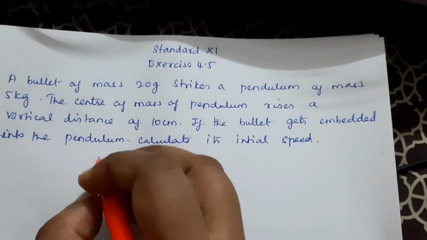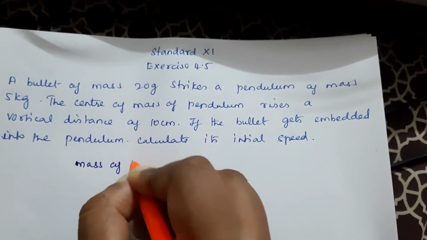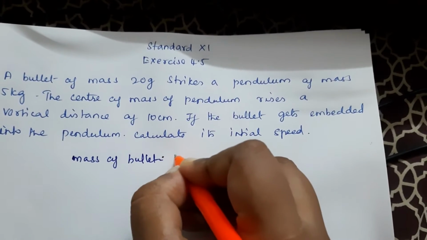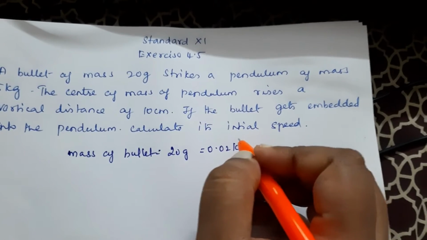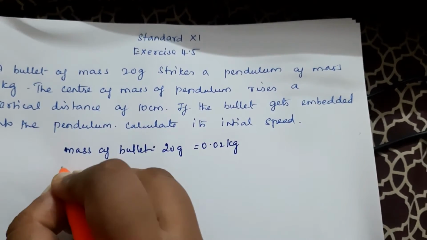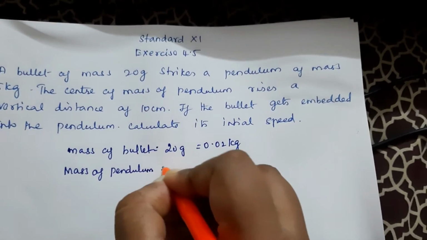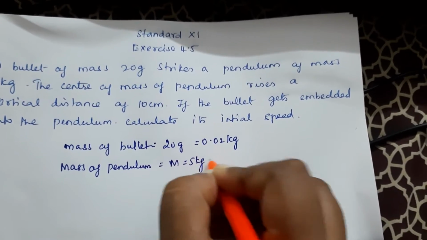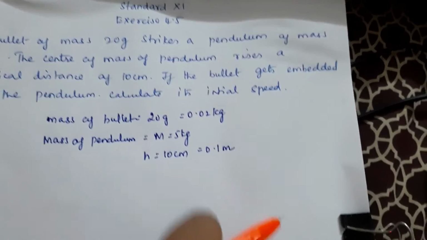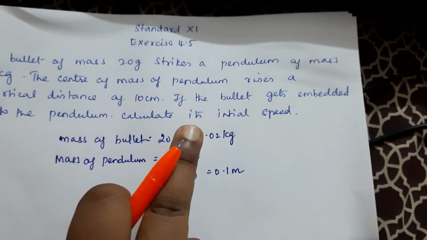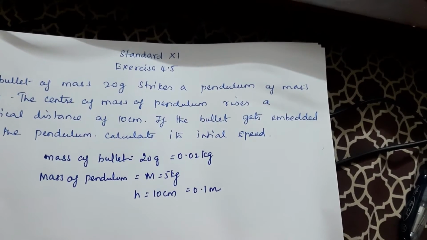Okay. So here the mass of the bullet is given as 20 gram. So that is 0.02 kg. Mass of pendulum is m is equal to 5 kg. And the height is given as 10 centimeter. So that is 0.1 meter. Now a bullet is striking the pendulum. And it is embedded inside the pendulum.